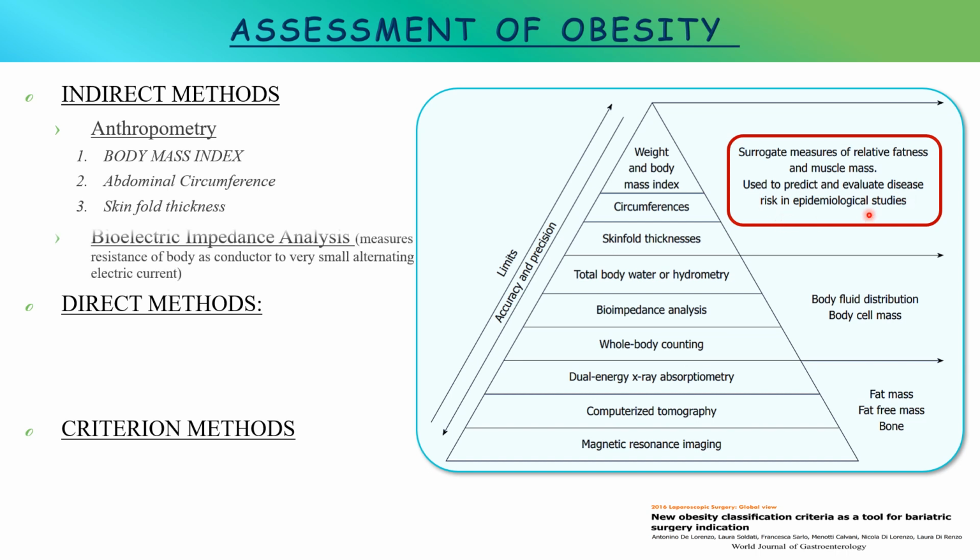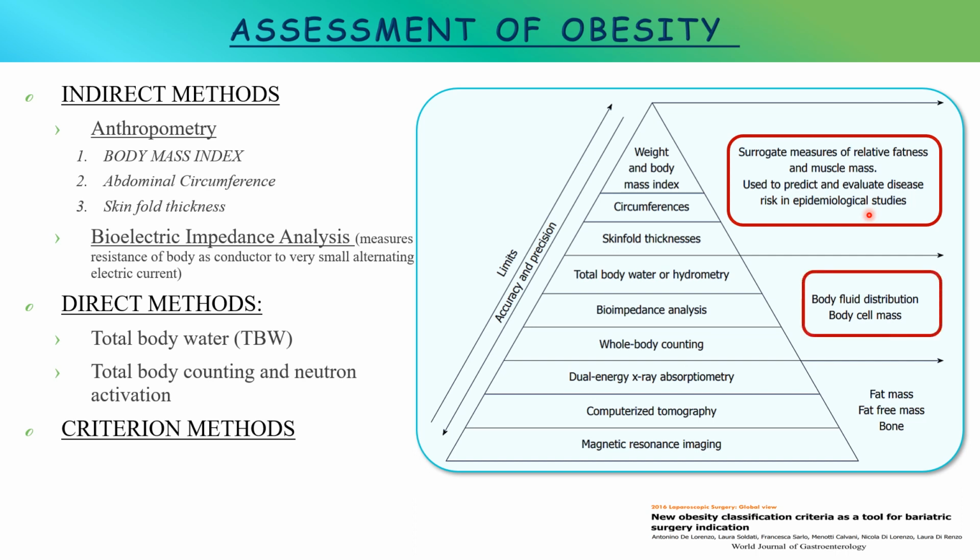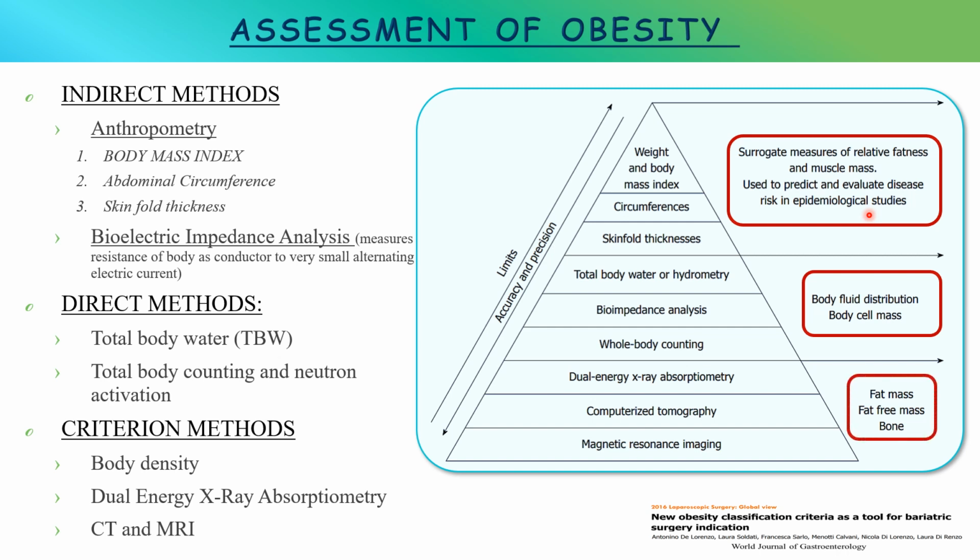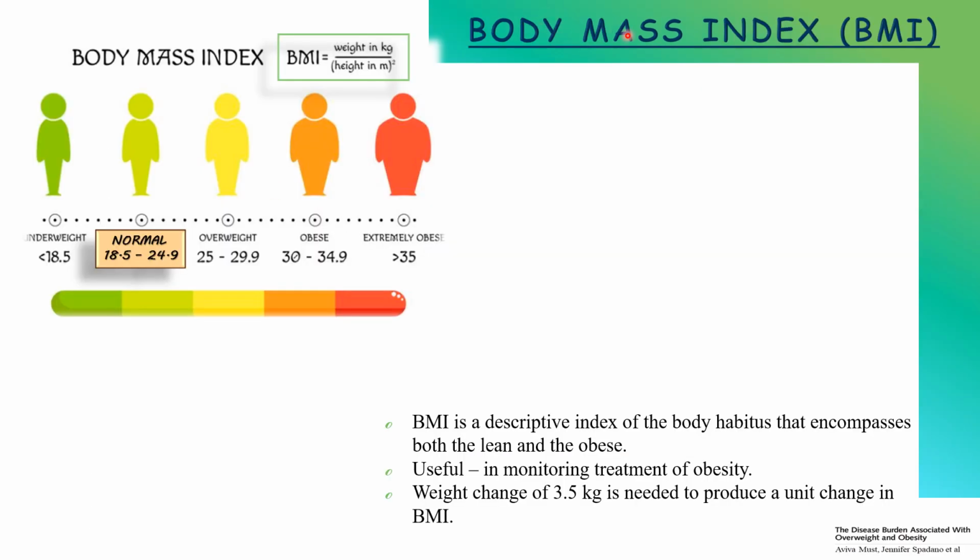in epidemiological studies. Direct methods assess body fluid distribution and body cell mass, whereas criterion methods assess the bone density and fat mass by using dual energy X-rays or CT and MRI. Both direct and criterion methods are very less commonly used to assess obesity. So we are only going to concentrate and talk about body mass index and abdominal circumference in detail in subsequent slides. So let's talk about body mass index.